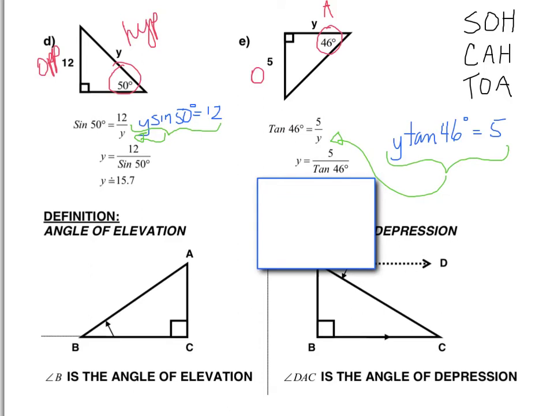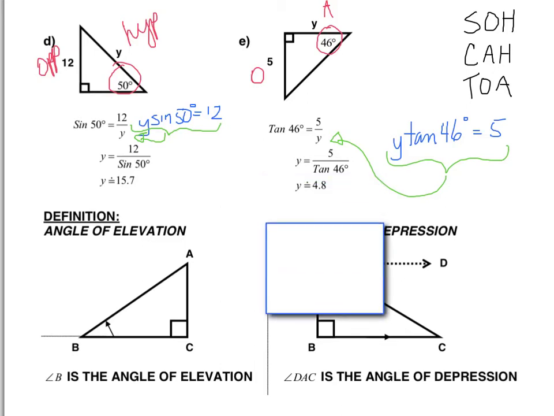So again, if I look, I brought the y to the other side, and it's going to get multiplied with the tan of 46, and then this will move to the other side, and since it's multiplied right there, it will get divided with the 5. So 5 divided by tan of 46. Punch that on your calculator, and you'll have your answer of approximately 4.8. And that's it. So let's move on to a few definitions.